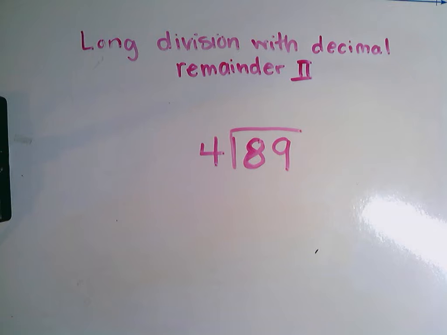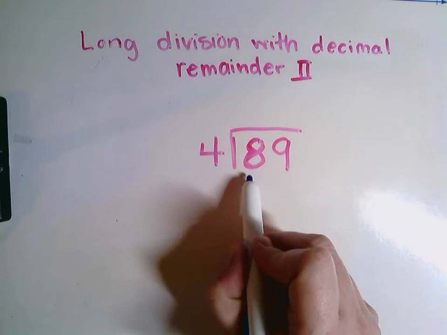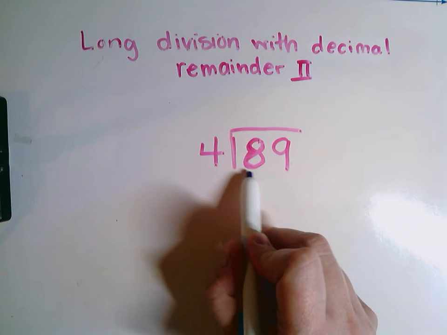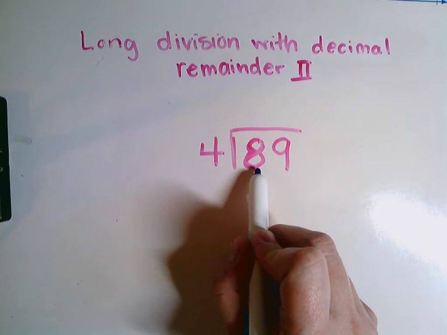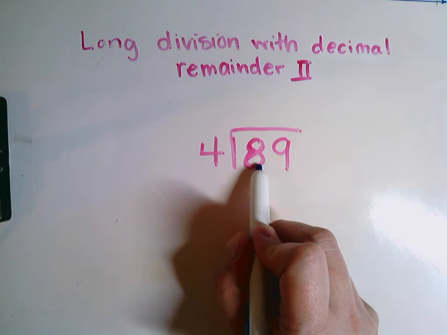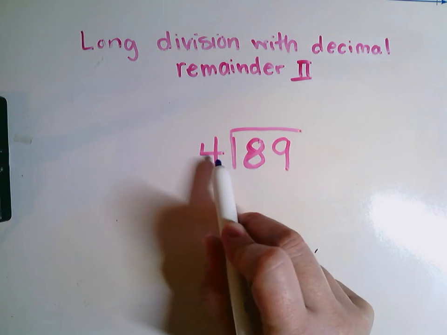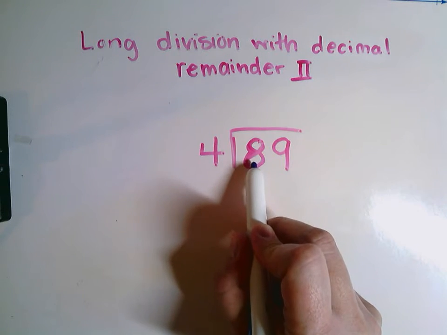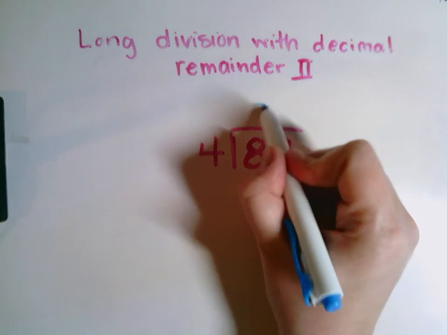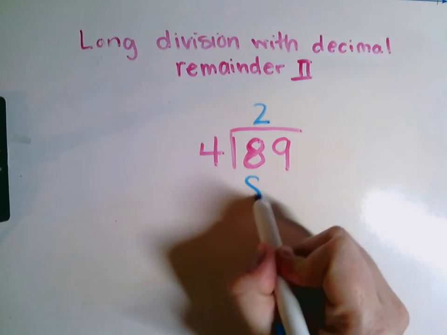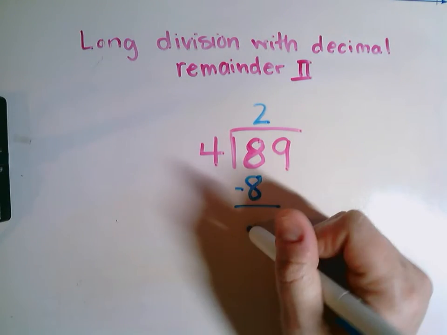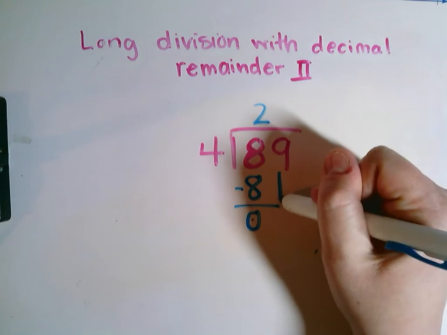89 divided by 4. So I'm going to start with my largest place value, which here in the tens place is the 8. And I'm going to think, well, how many groups of 4 can I take out of 8? Or what times 4 is going to get me closest to 8? And luckily, I know that 4 times 2 is 8. I don't have anything left over here, but I do have my ones I need to bring down.